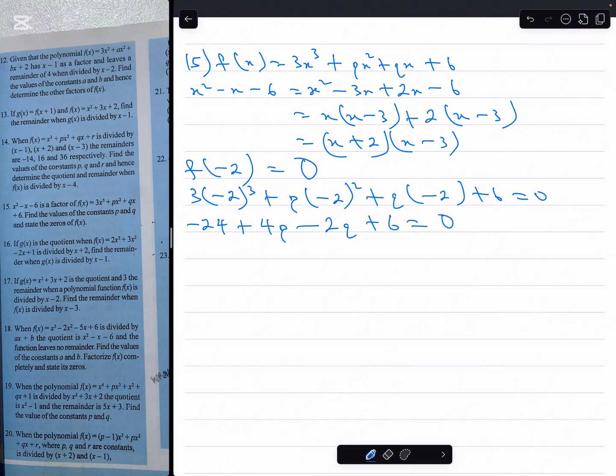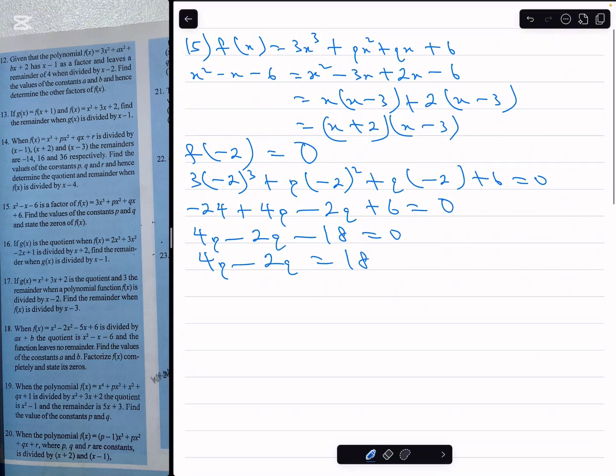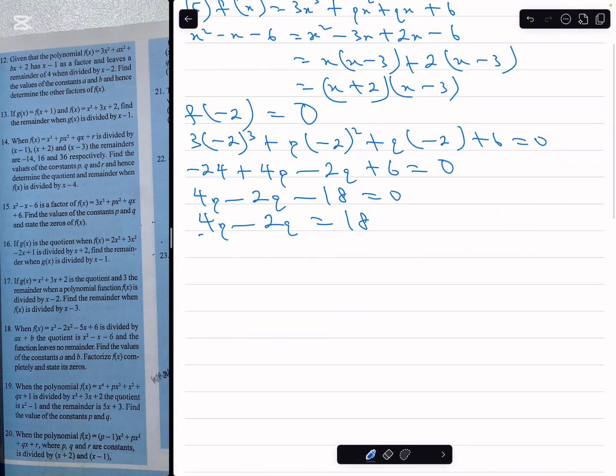And that simply means 4p minus 2q minus 24 plus 6 is minus 18. And when you take it to the right hand side, it becomes plus 18. Or let me write that step so you don't get confused. And that simply means 4p minus 2q equals 18. If we divide through by 2, that simply means 2p minus q is equal to 9.